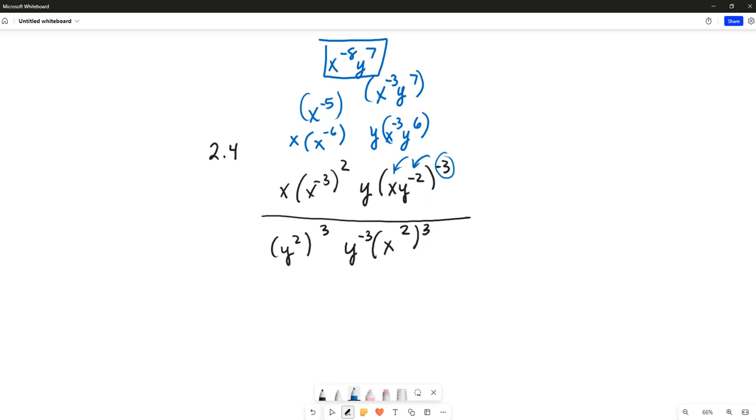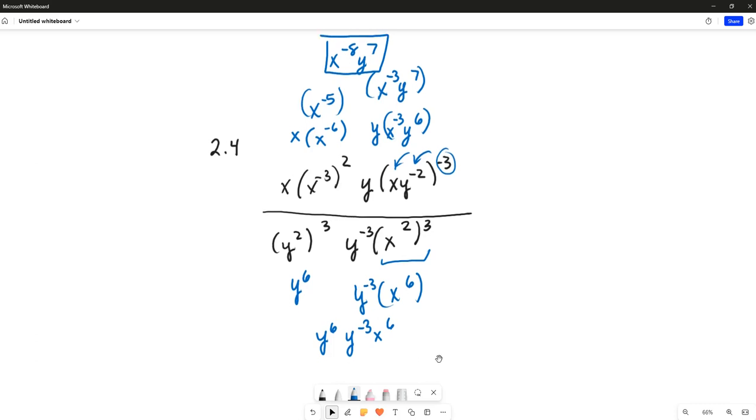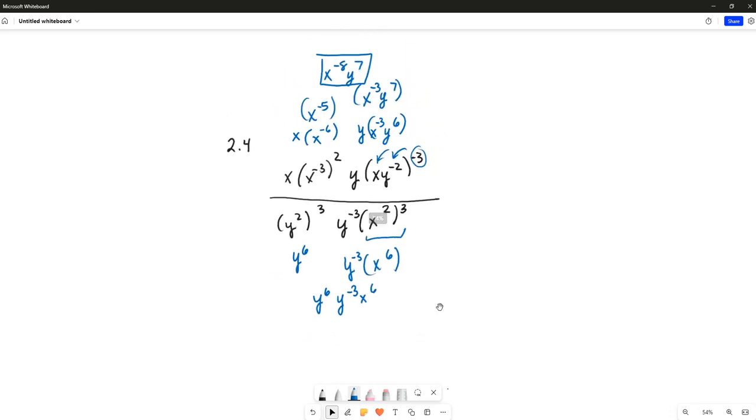Okay, now let's do the bottom. This is going to be y. This one's easier. Y to the 6th. And then this, we'll simplify this first. This is x to the 6th. So this is y to the 6th, y to the negative 3rd, x to the 6th. And then we'll combine the y's. So y to the 3rd, x to the 6th.